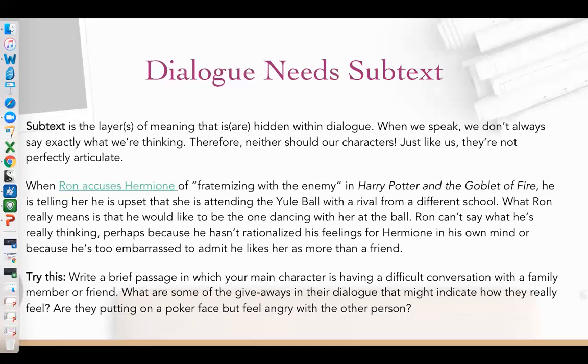So subtext. Carol, are you all about the subtext? Subtext as in... okay, so like the layers of hidden meaning within dialogue. Okay, what's the best way for me to put it?